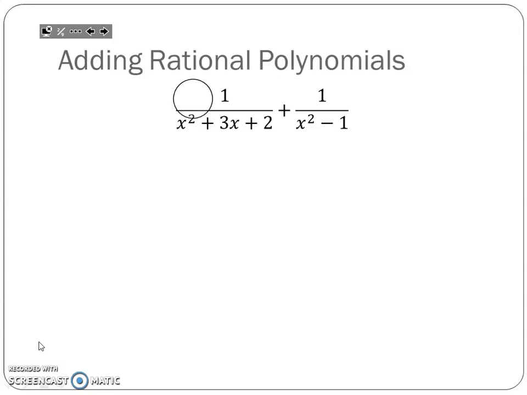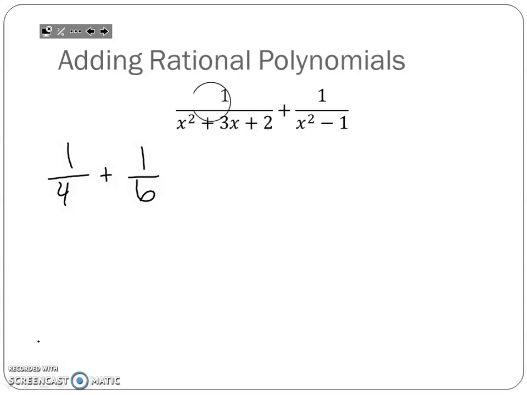Basically, with rational polynomials we're going to have fractions, but the denominators are going to include x's. That's what makes them rational polynomials. So first, when we try to add fractions together, like when you first got fractions, when you tried to add, let's say 1/4 plus 1/6, we could not add those together because they did not have a common denominator, right?